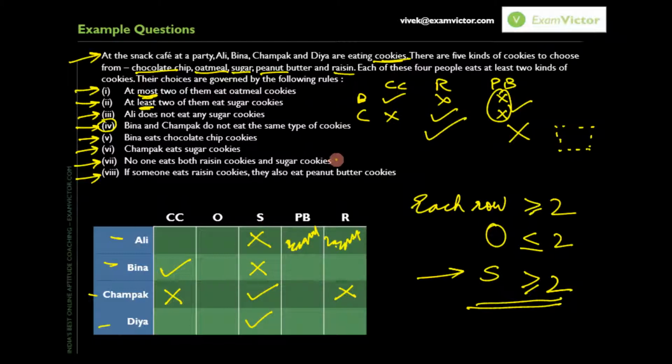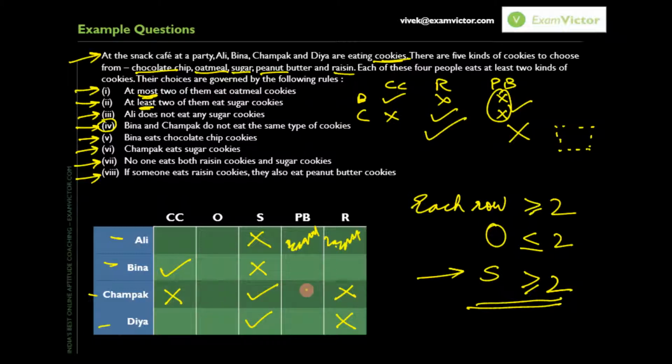Now, from this second last rule, no one eats both raisin and sugar cookies. That means even Dia cannot eat a raisin cookie. That is also automatically ruled out. So this is all the information that you can glean. Can you apply anything else? Each row should have at least 2 ticks. We can't use that to populate anymore, right?